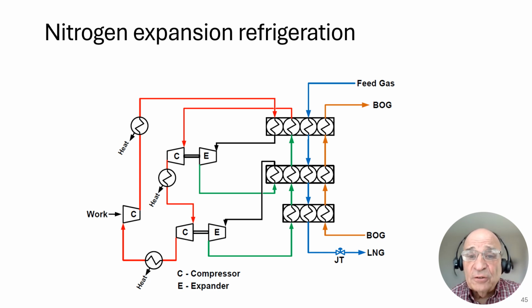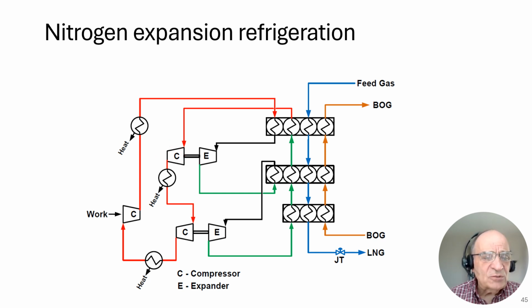Shaft work coming out of the fluid means that the enthalpy of that fluid has to drop. If the enthalpy drops, the temperature drops. So you end up getting a cold refrigeration stream by expanding a gas through an expander. And the shaft work that comes out of the expander, if you look here, is an expander. That shaft work has to be used, and in our case, we use it to drive a compressor.